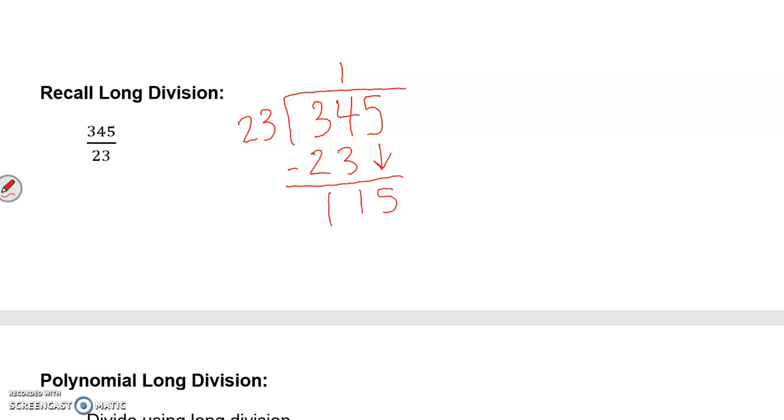23 goes into 115 5 times. And 5 times 23 is 115. We subtract that and we get a remainder of 0. So 15 is our final answer.